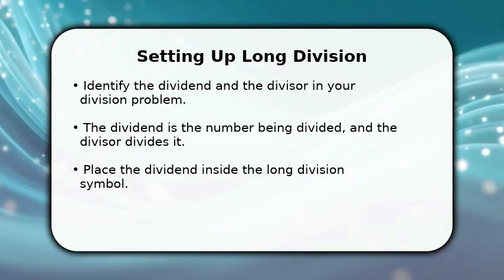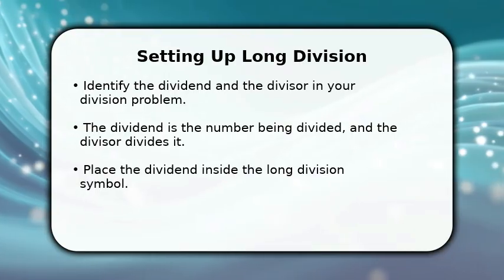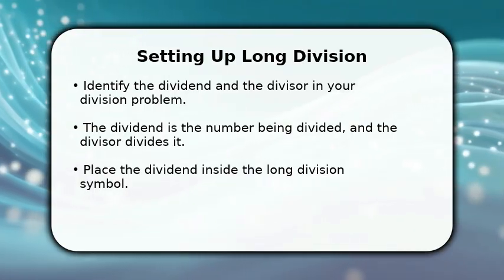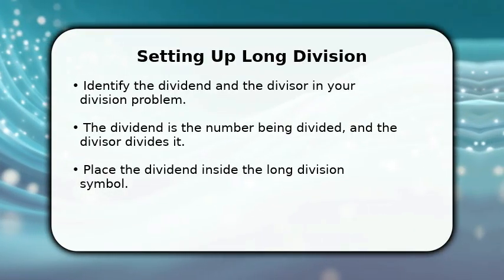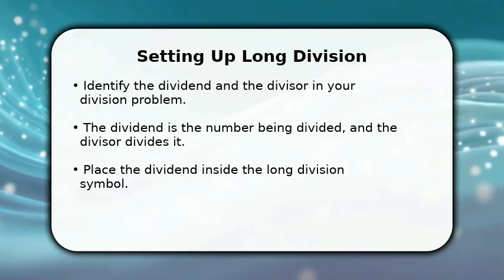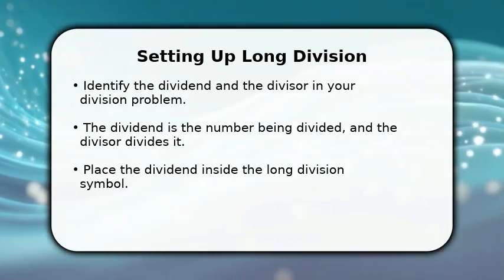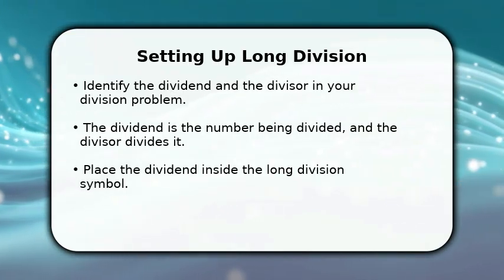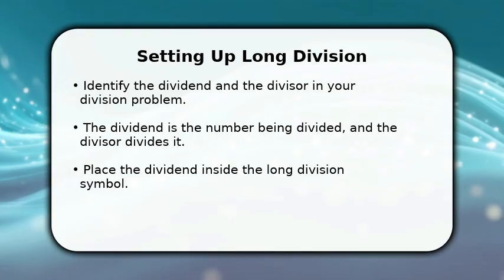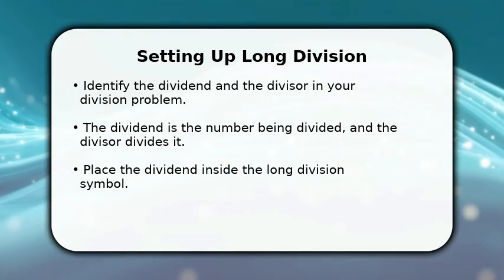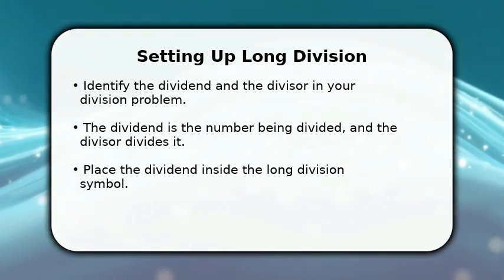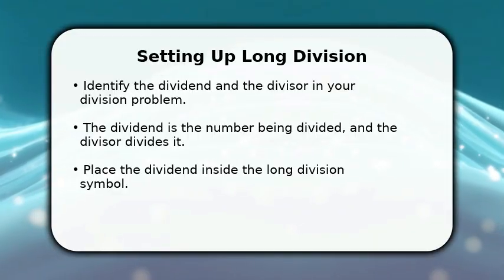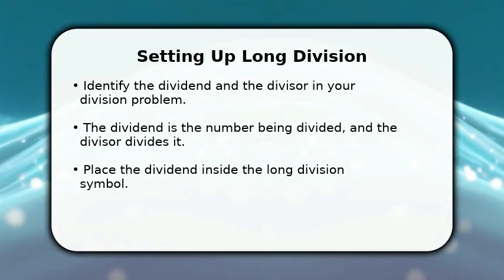In this video, I will show how to set up long division. First, identify your dividend and divisor. The dividend is the number you are dividing, and the divisor is the number you are dividing by. You will place the dividend inside the long division symbol, which looks like a bracket with a bar over it. Then, position the divisor outside, to the left of this symbol. This initial arrangement is crucial for a smooth calculation process.